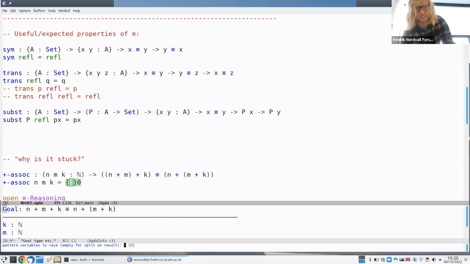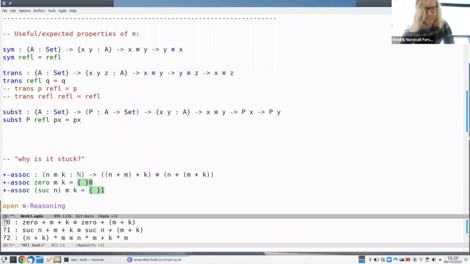It's not wrong to pattern match on something else, it's just useless, right? If I try to pattern match on k, then that wouldn't help me get unstuck because I don't have any equations which say what happens when I look at the last argument of plus. So it would just be a mess. You could persevere, but I wouldn't recommend it. So let's pattern match on n, and let's see what happened.